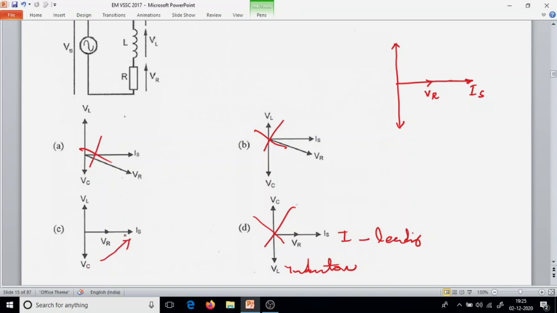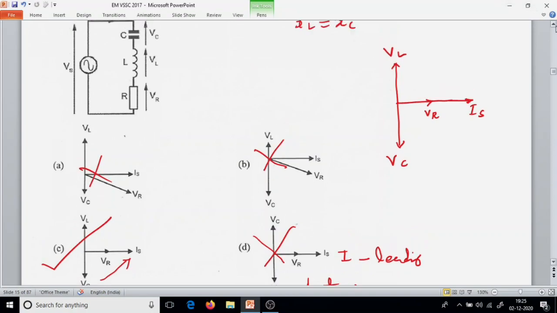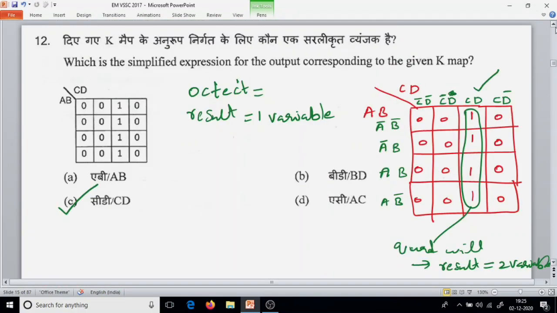When I come here, it is correct. Current is leading, and the component is VC. In a capacitor, current leads. So when you compare the capacitor voltage VC with the current, it is correct because the current is leading and the capacitor voltage is lagging. So this is VC and this is VL. So the answer is option C. Understand it. I hope you got it. Practice yourself, try to understand yourself. Then only you can solve it.